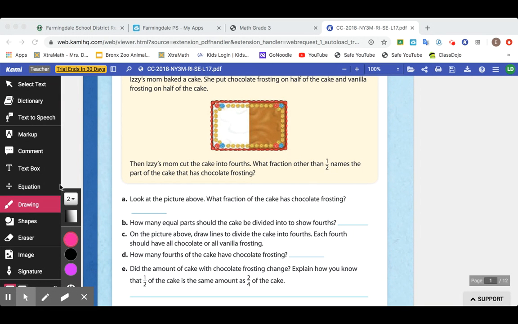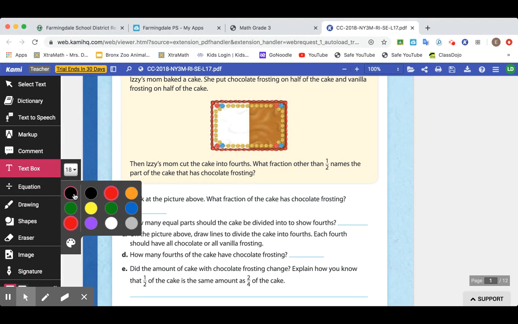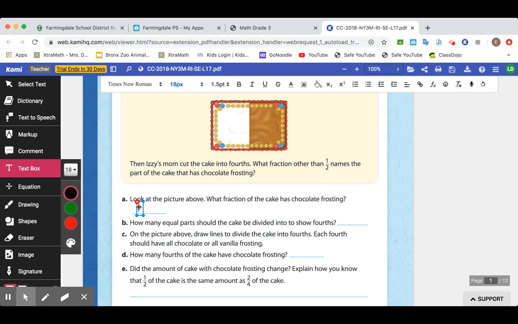Okay, I'm just going to get my text box because it's going to help me answer some questions. So it says look at the picture above. What fraction of the cake has chocolate frosting? Okay, so 1 of 2 equal pieces, right? So if it's 1 of 2 equal pieces, the answer would be, you're right, 1/2.